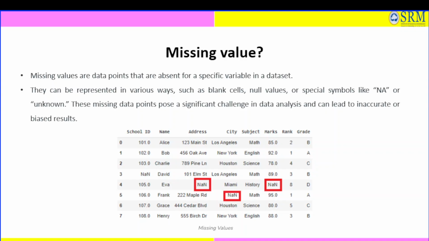This can be represented in various ways such as blank cells, null values, or special symbols like NA or unknown. These missing points pose a significant challenge in data analysis, and they are going to give us inaccurate or biased results.